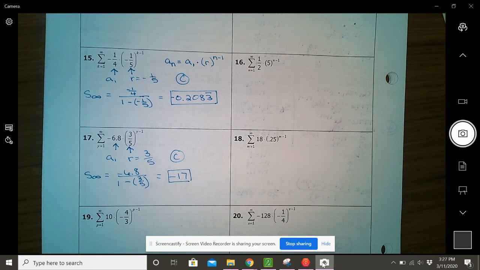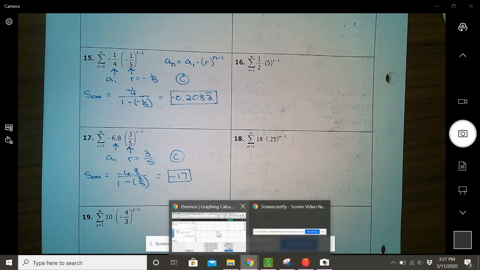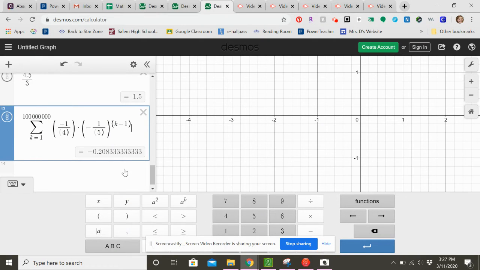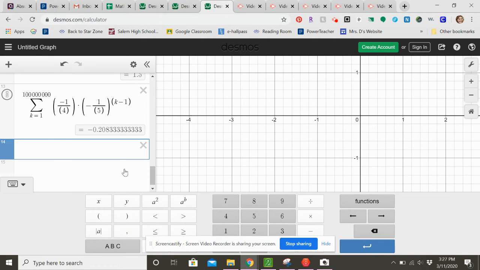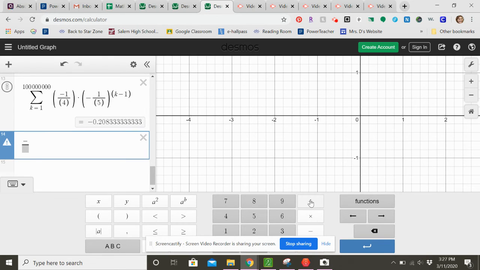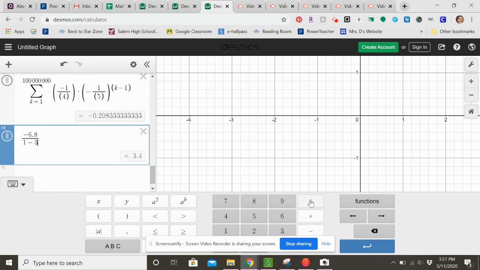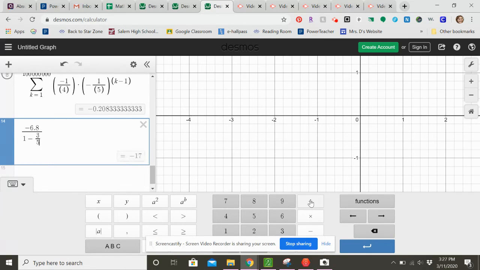So you choose how you want to input this. I think on this one I'll show you how to do both. I just want you to be comfortable with both. If I choose the convergent series formula, it's fairly simple. Fraction negative 6.8 over 1 minus 3/5. Negative 17 is my answer.